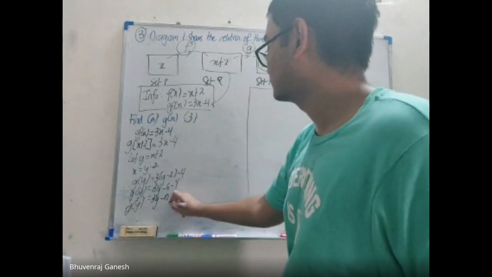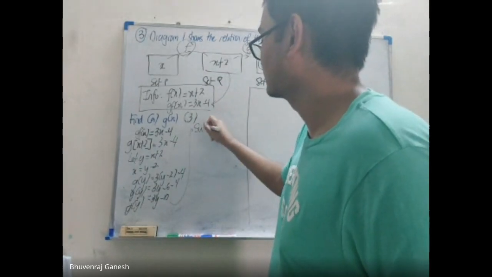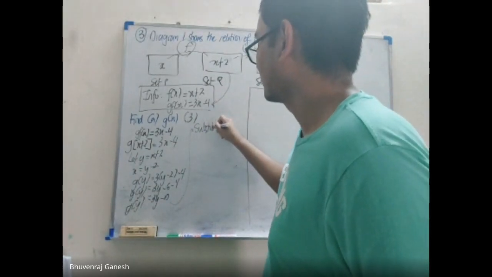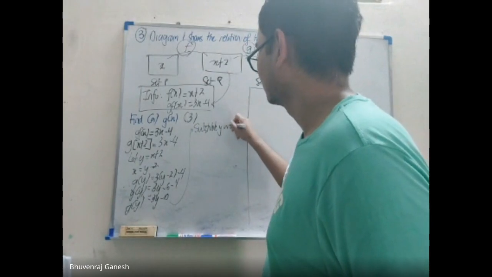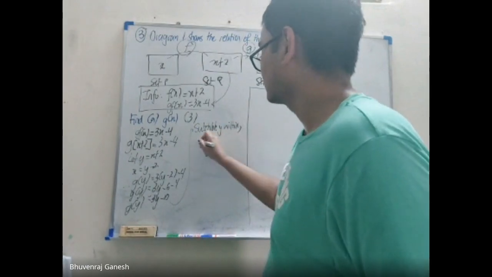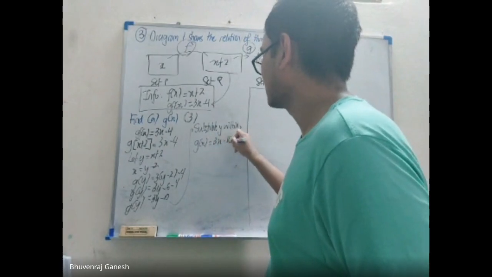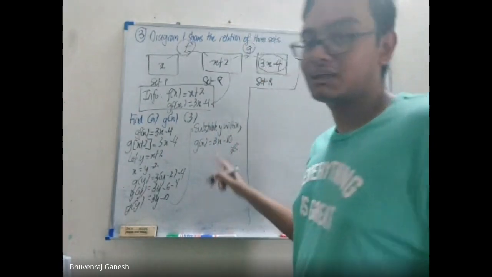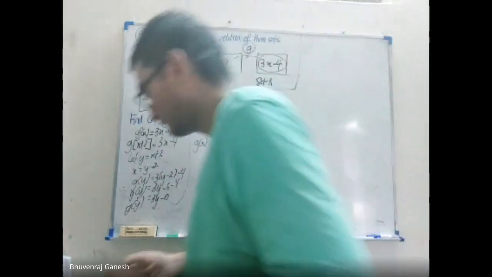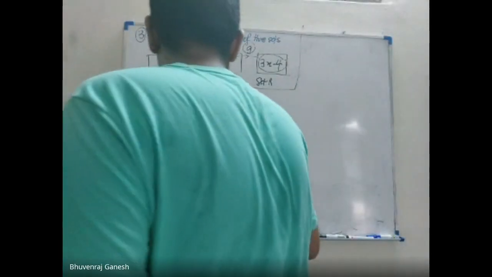So you want to substitute back that y with x because the question asks gx. So you write there, substitute y with x, and gx will equal to 3x minus 10. Done. See, 3 marks for just this working. So it's very good, very beneficial.